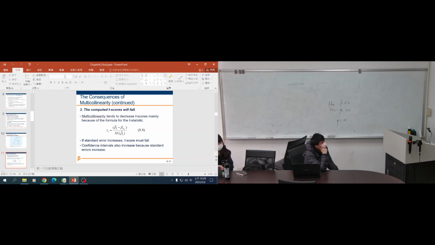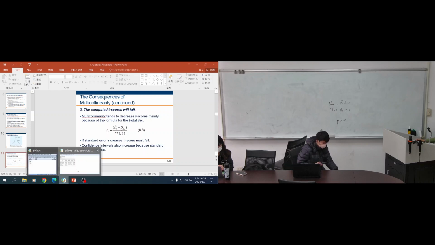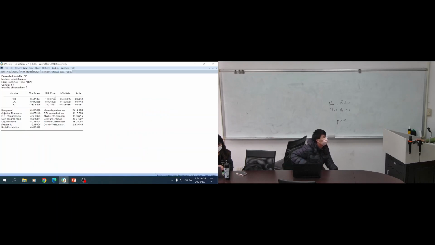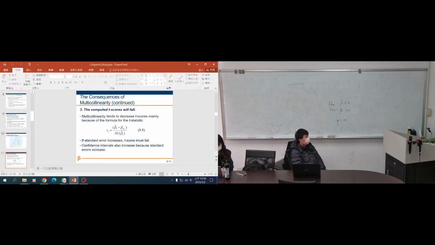Standard error means the output we have. This one is increased, and so the t value will decrease. This is what number 3 says: the computed t-score will fall.